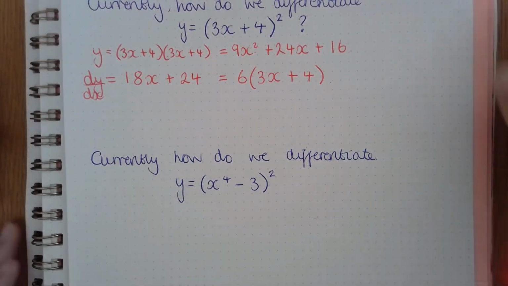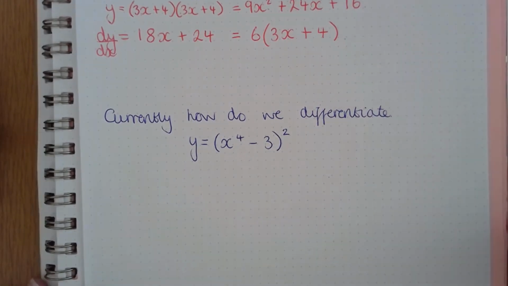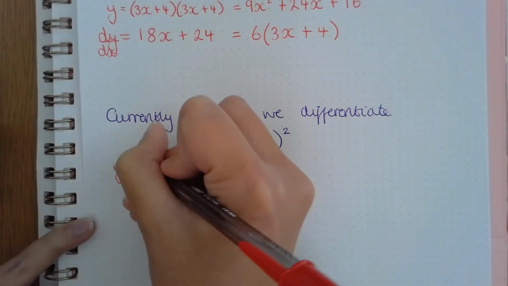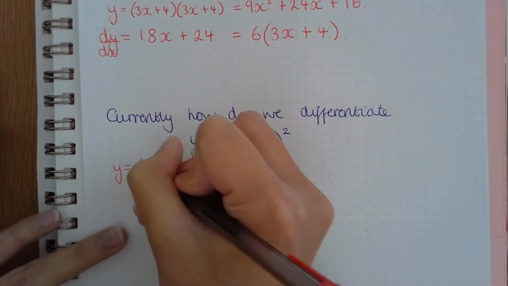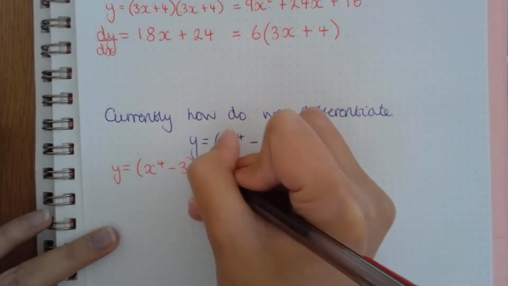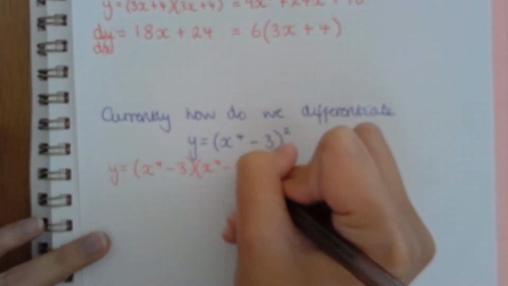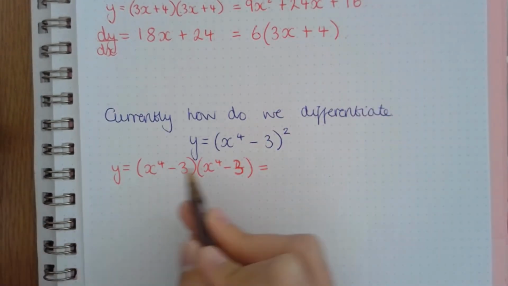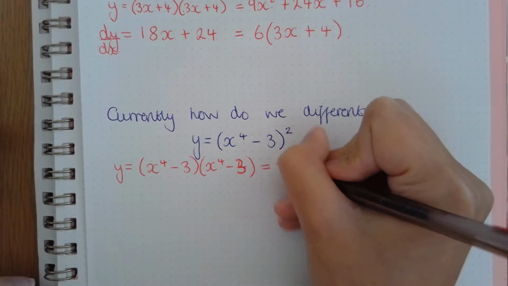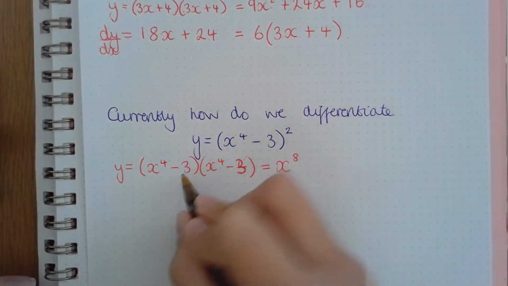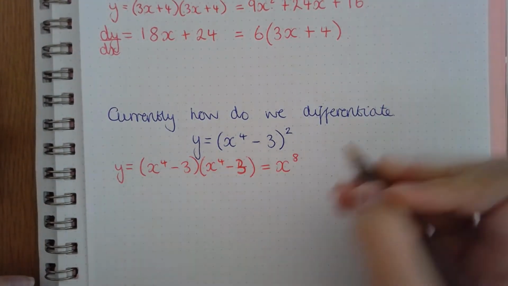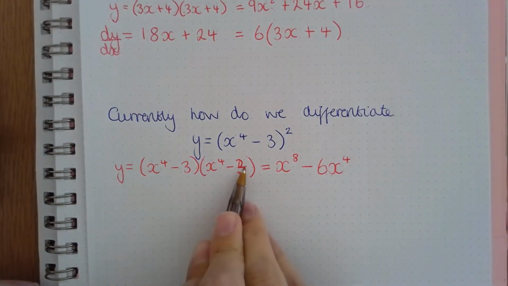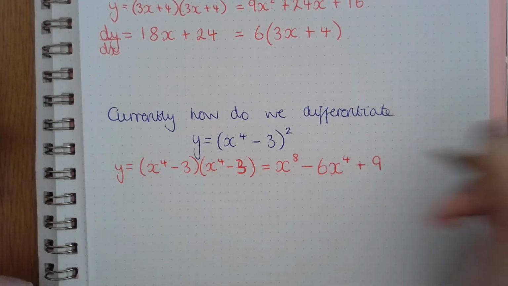Thinking about this one, currently, how would we differentiate this? Well, we do exactly the same. We've got y equals, squared means the same set of brackets, so (x to the power of 4, take 3) times (x to the power of 4, take 3). x to the power of 4 times x to the power of 4 is x to the power of 8. Take away 3x to the 4, take another 3x to the 4, so take away 6x to the 4. Negative 3 times negative 3 is plus 9.